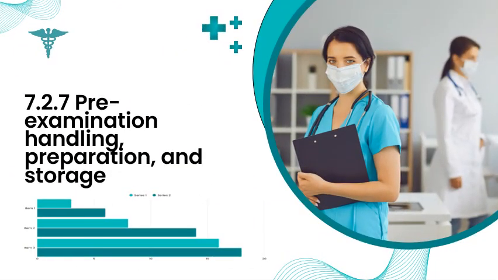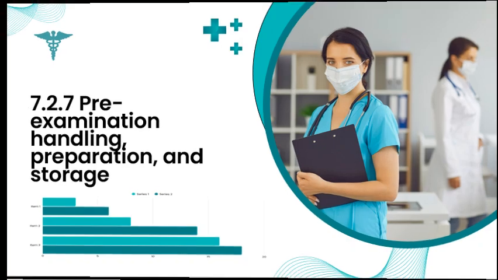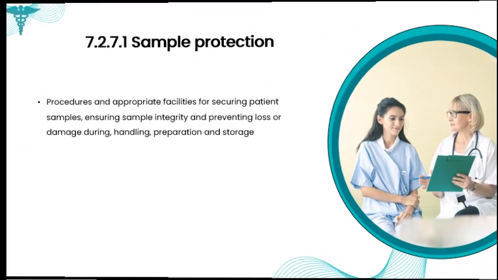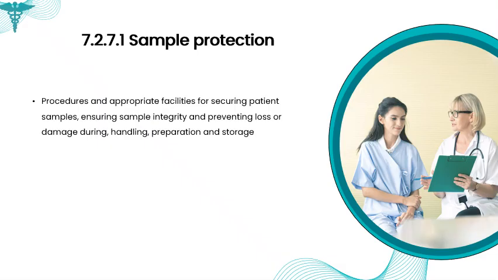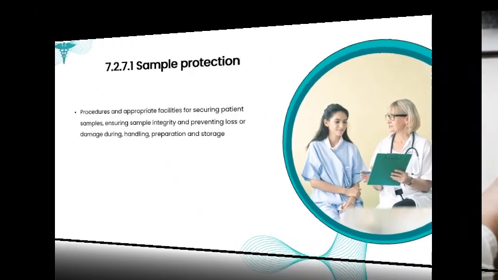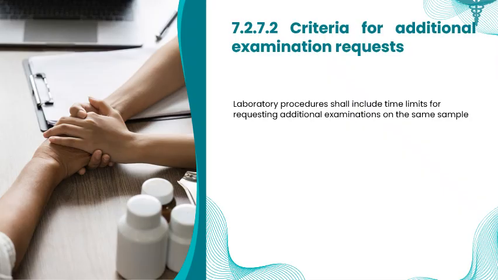Pre-examination handling, preparation, and storage. Sample security and integrity. The laboratory shall have established procedures and provide appropriate facilities to secure patient samples. These measures shall ensure the integrity of samples and prevent loss or damage during handling, preparation, and storage. Criteria for additional examination requests. The laboratory shall establish procedures that define clear time limits for requesting additional examinations on the same sample. These measures ensure that requests are clinically appropriate and that the integrity of the sample is maintained.